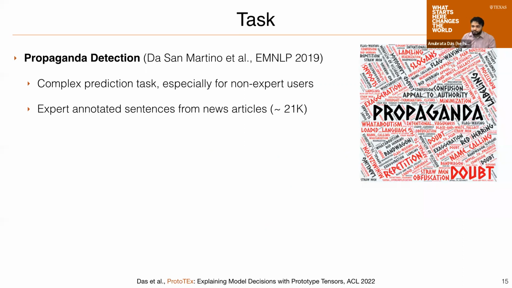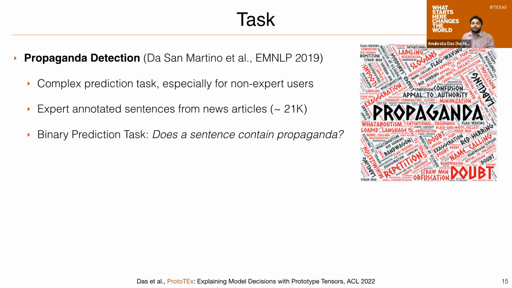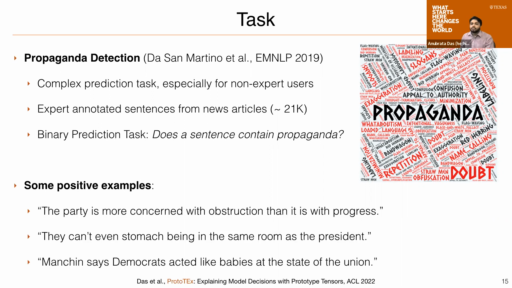The dataset that we use is expert annotated from sentences crawled from news articles on the web, and we have about 21,000 sentences in this dataset. The binary prediction task that we evaluate on is: does a sentence contain propaganda? So here are some examples. I'll just read one of them for the purpose of this talk. "Mnuchin says Democrats acted like babies at the State of the Union." Now, "acted like babies" is an example of a propaganda framing.